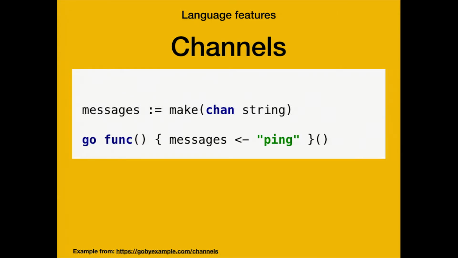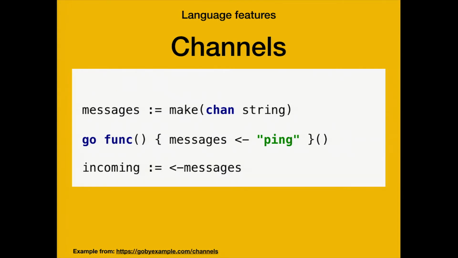Okay. So let's say we introduce, in this case, an anonymous Go routine that sends something into the messages channel. So sending something to a channel is indicated with this little arrow there, which may or may not be one of the least readable parts of the language. And then when you want to fetch something from this channel, that's done like this. So also with the same arrow, and then in this case, the ping string is going into the incoming variable.